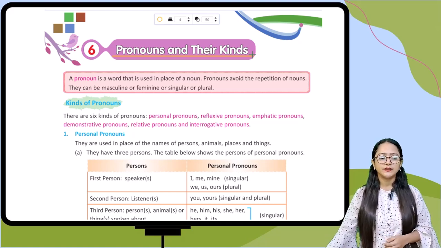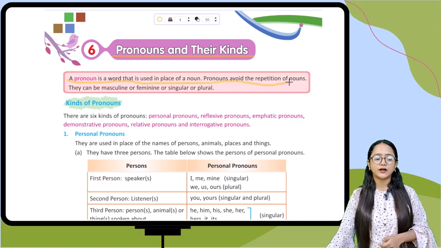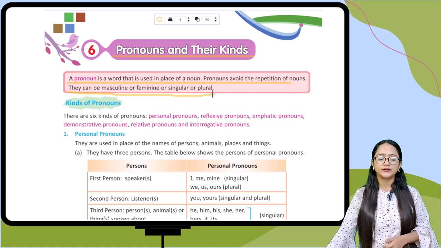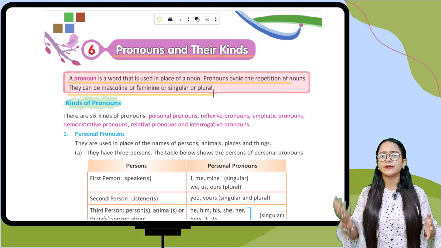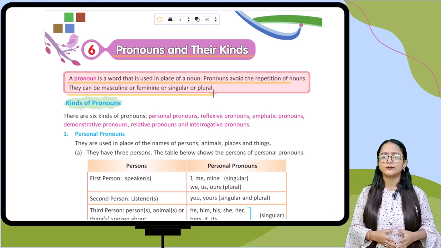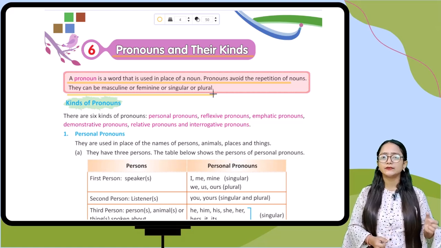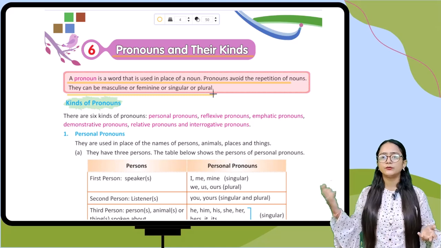Okay, now let's talk about pronouns in detail. A pronoun is a word that is used in place of a noun. Pronouns avoid the repetition of nouns. They can be masculine or feminine, singular or plural. So basically, a pronoun is used in place of a noun, because you cannot repeat the noun. That is the reason you have to use the pronoun. And this pronoun can be masculine or feminine, singular or plural.